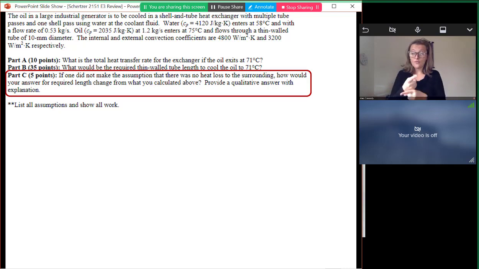So now part C, this is worth 5 points. If one did not make the assumption that there was no heat loss to the surroundings, how would your answer for required length change from what you calculated above? And provide a qualitative explanation. It's too bad. If we were in class, I would ask for a show of hands. How many people think that the length would need to be longer, and how many would think that the length would need to be shorter? So think about what your answer would be, right?